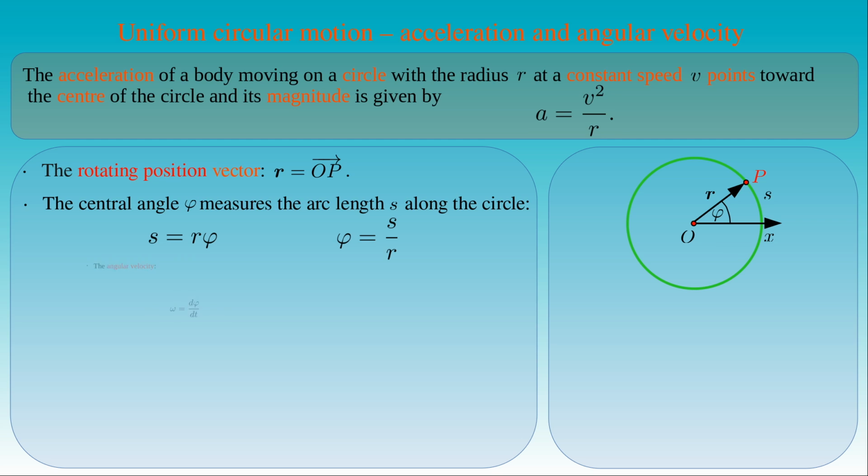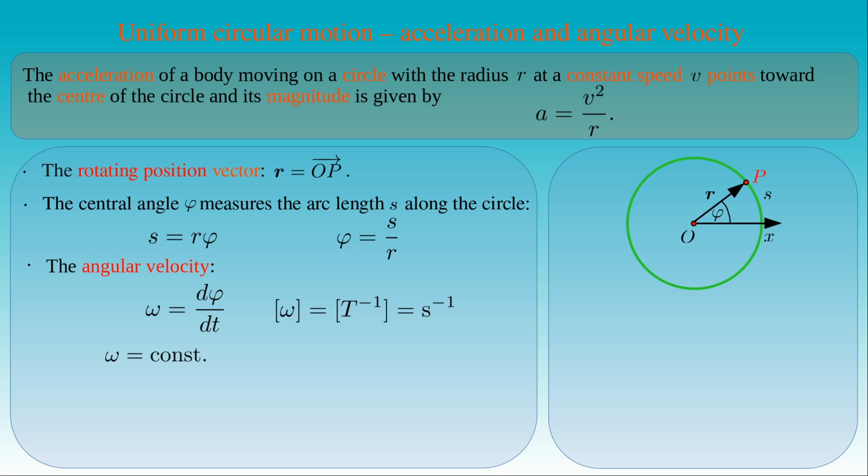We define the angular velocity omega of the body traveling on the circle as the derivative of the central angle phi with respect to the time t. This quantity describes the angular rate of the rotation of the position vector pointing to the object moving on the circle. The unit of the angular velocity is the inverse of time. If we use SI, it is measured in reciprocal second. Since we discuss uniform circular motion here, the angular velocity is constant during the revolution of the body along the circle.